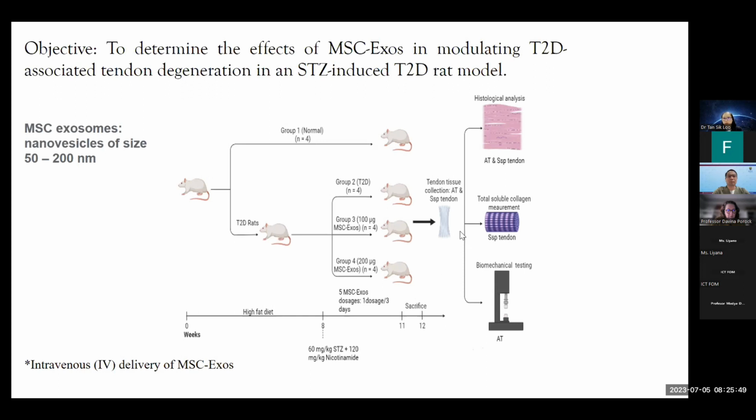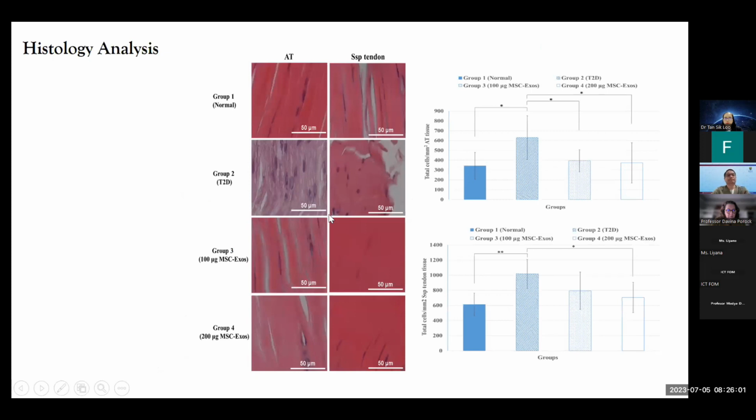So the tendons were collected at the endpoint and analyzed with histology analysis, total collagen assay, as well as biomechanical testing. From this work, based on the histology analysis, there is a significant reduction in the total cellularity in the tendon that is treated with MSC EVs.